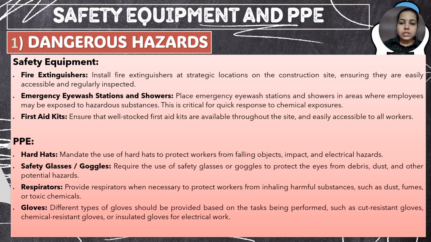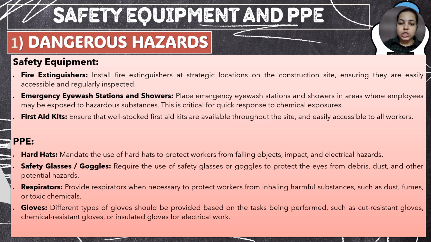The third point is ensure that well-stocked first aid kits are available throughout the site and easily accessible to all workers. PPE. First point is mandate the use of hard hats to protect workers from falling objects, impact and electrical hazards. The second point is require the use of safety glasses or goggles to protect the eyes from debris, dust and other potential hazards.